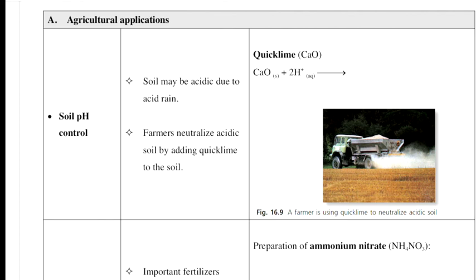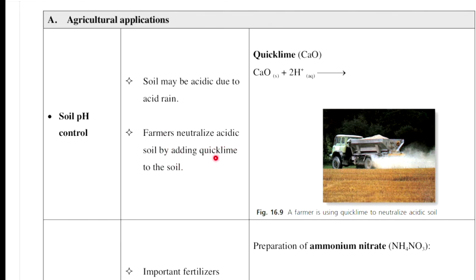So the first one is to use neutralization to balance the pH in the soil. If the soil is too acidic due to the acid rain, then the plants cannot grow properly. So the farmers need to neutralize the acidic soil by adding quicklime.